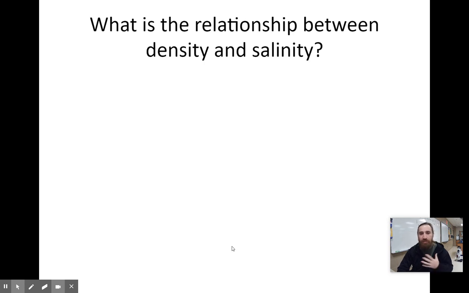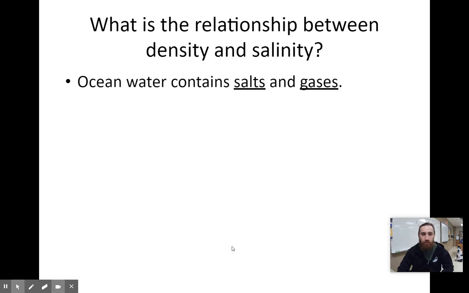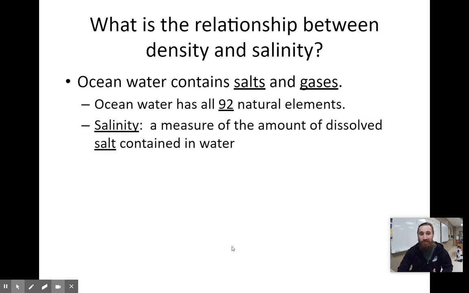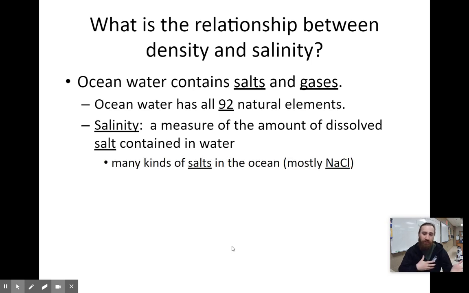Now, what is the relationship between density and salinity? The only reason I want to talk about this, guys, is it deals with a couple of things that might interest you when you get to your final projects in this class. Ocean water contains salts and gases, as most of you probably know. Ocean water has all 92 natural elements in it. The term salinity is a measure of the amount of dissolved salt contained in water. There are a bunch of different types of salt found in the ocean, but the most common one is NaCl, which is sodium chloride, which is table salt. It's a salt that we use all the time.